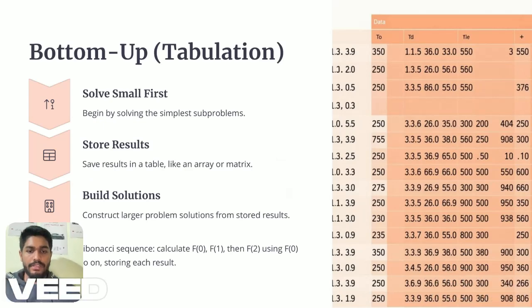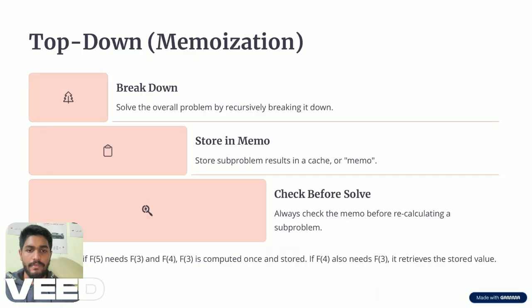Bottom-up tabulation. First, solve small first. Second, store results. Third, build solutions. So, begin by solving the simplest subproblems, and save the results in a table like an array or matrix. Then build solutions: construct larger problem solutions from stored results. So, the Fibonacci sequence calculates F0, F1, and F2, storing each result.